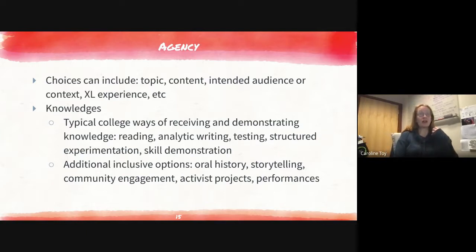It could mean giving them a choice of which content from the course they're going to follow up on in a more independent assignment. It could mean giving them a choice of who they are speaking to in that assignment. Are they speaking to you? Are they speaking to their peers? Are they doing a sample project that might be used by an activist group or a company? This type of stuff could be really relevant or not relevant depending on your discipline. And are there opportunities for experiential learning?